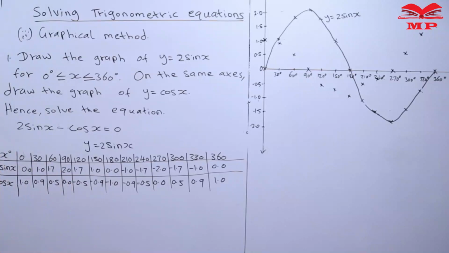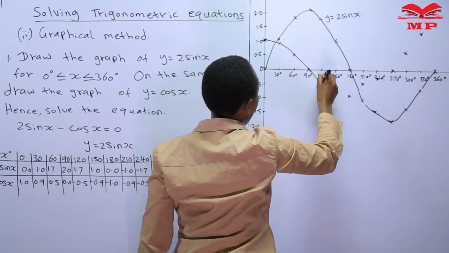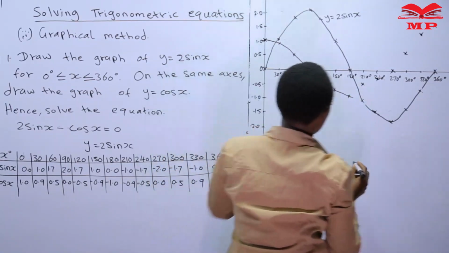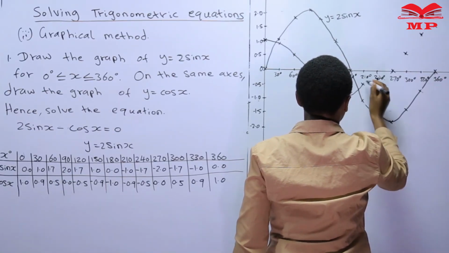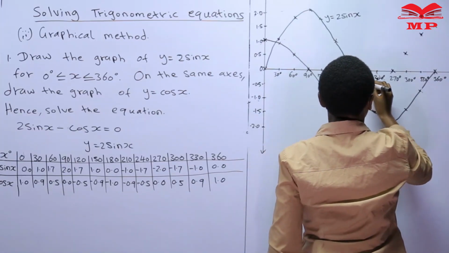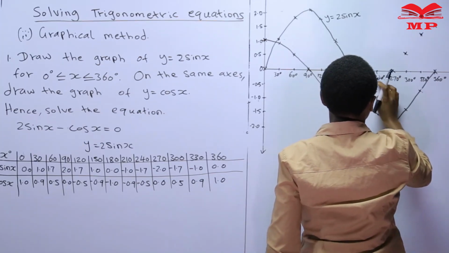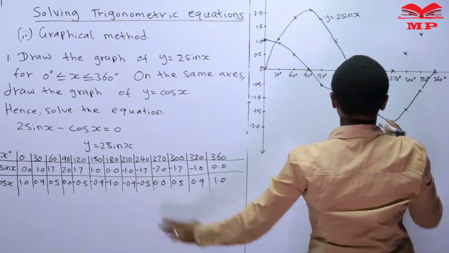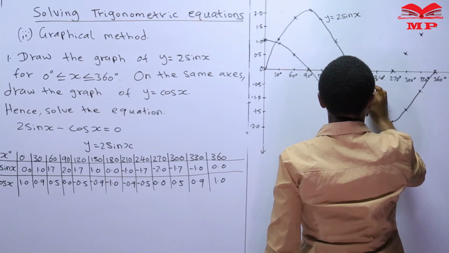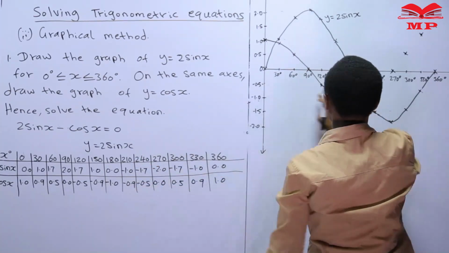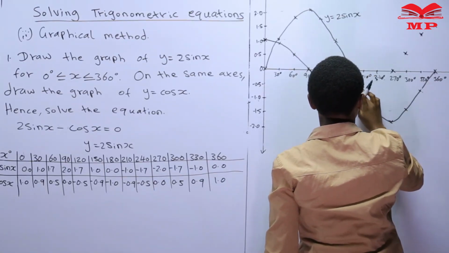Again, we join the points to get the other curve. So we are going to have it this way. This is our turning point here. Move on to this point. Then again, we move on to 240. We have -0.5, and 210, we have -0.9. So this one is the issue, so we have it there.